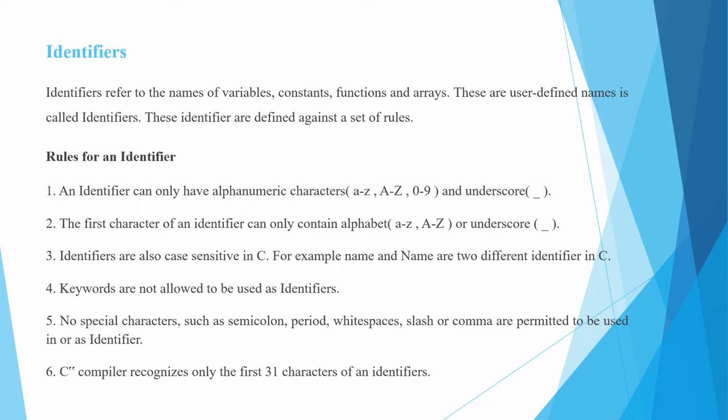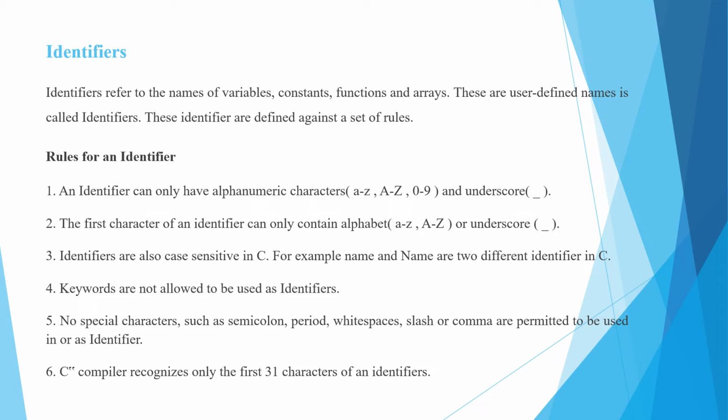The third rule is that identifiers are case sensitive in C programming, which means that uppercase letters and lowercase letters are different. The fourth rule is that keywords are not allowed to be used as identifiers. Rule number 5: no special characters such as semicolon, period, that means dot, white spaces, slash, or comma are permitted in an identifier.